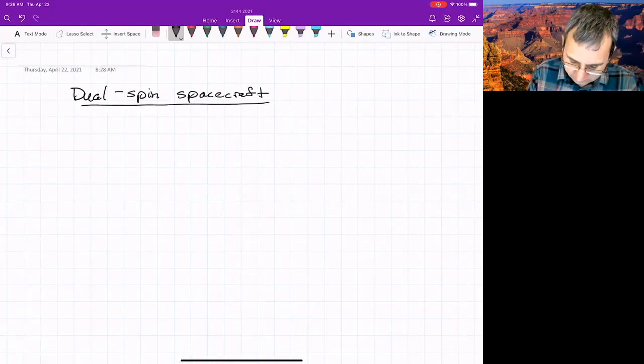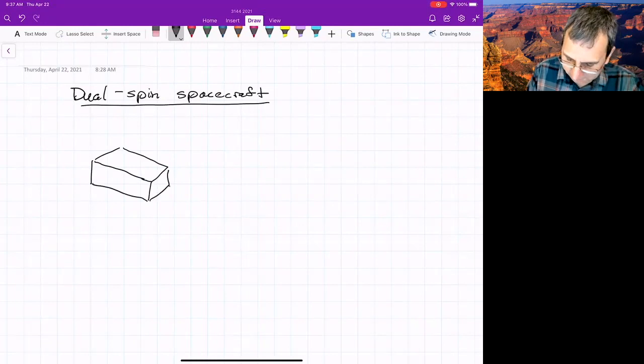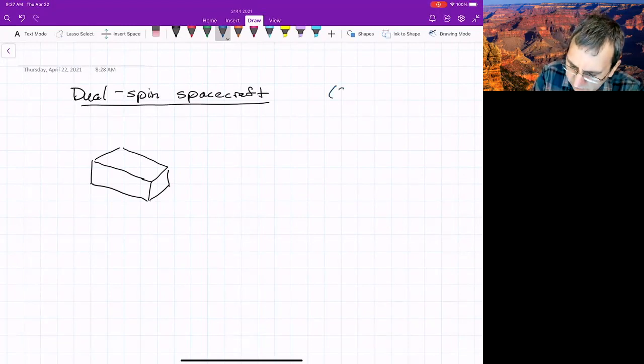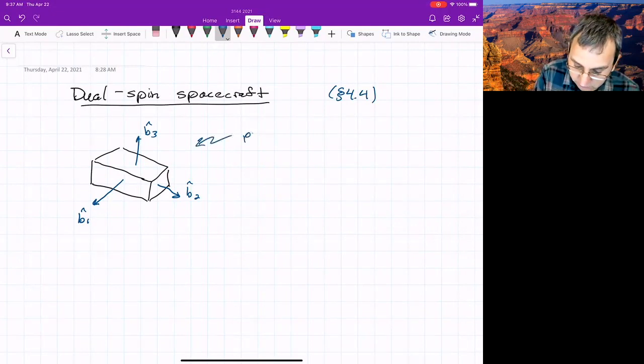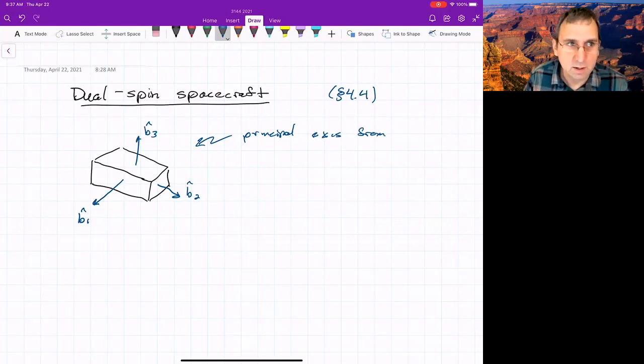And the idea here is if you have some spacecraft, looks a lot like a box. The way that the book sets it up, I'll follow that so that you could follow along in there. And I think that was section 4.4. The axes B1, B2, B3, we're just sort of arbitrarily picking some principal axes. So this is a principal axis frame, but we don't know which one is the max, min, or intermediate. So here's my principal axis frame.